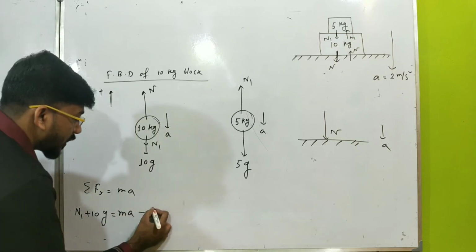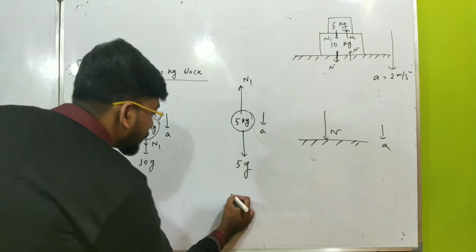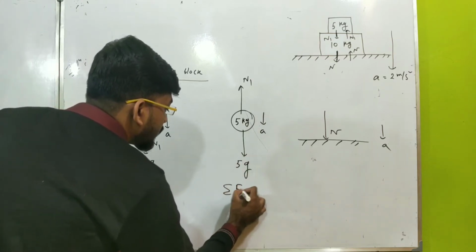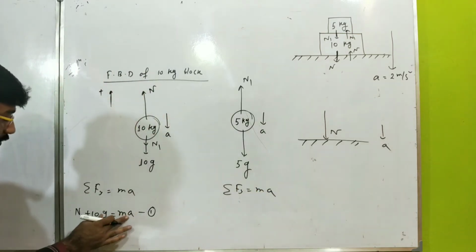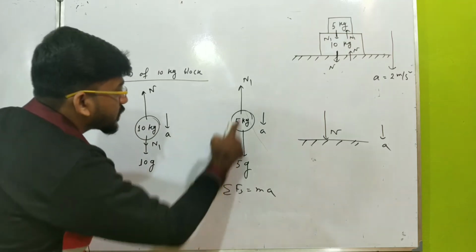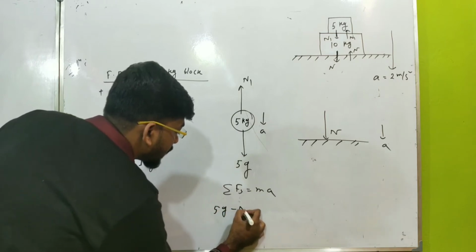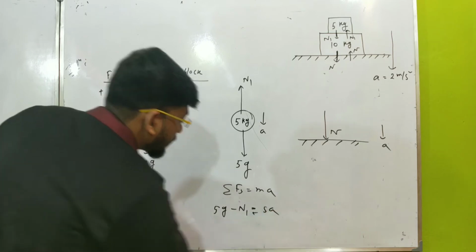This is our equation 1, and here we will get 5g minus N. Here also you can write like this, that summation Fy is equal to Ma, and here M is 10 kg, so you can write 10 over here. And here summation Fy is nothing but 5g minus N1. So 5g minus N1 is equal to, its mass is 5 kg, so it will be 5a.